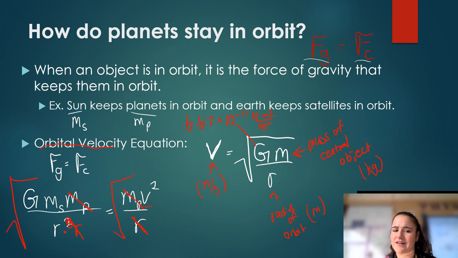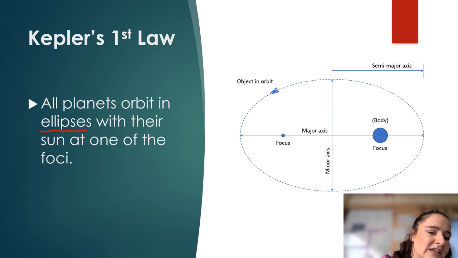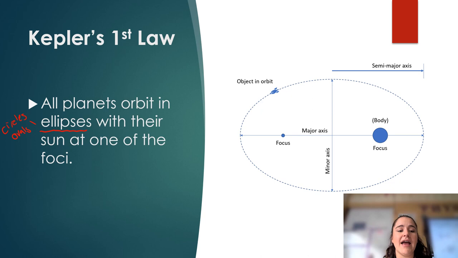So let's talk about Kepler's laws. Okay, the first law is a pretty basic one. All planets orbit in ellipses. So ellipses include circles and ovals. The eccentricity is basically how oval it is versus how circle it is. And the planet orbiting the sun, or whatever they are orbiting, needs to be at one of those focal points. Okay, that's Kepler's first law.